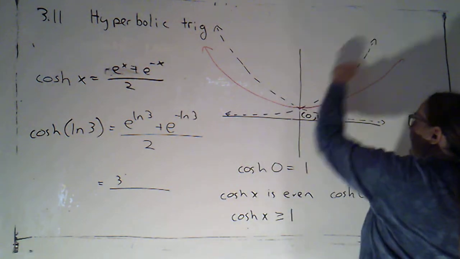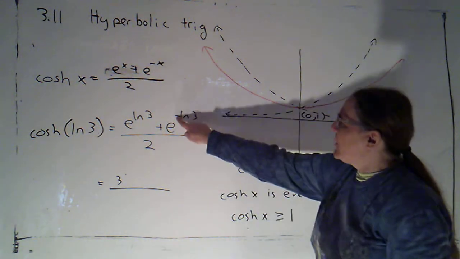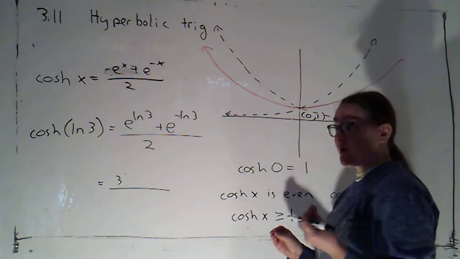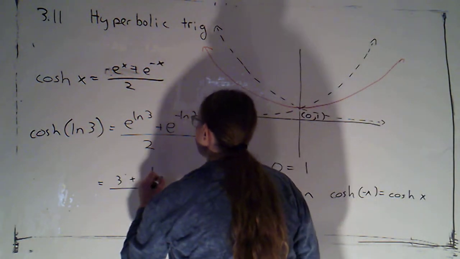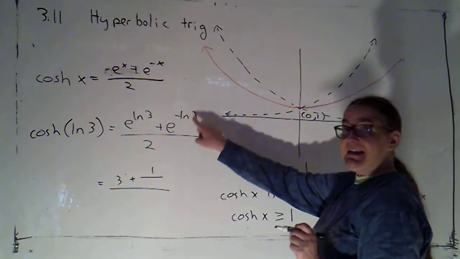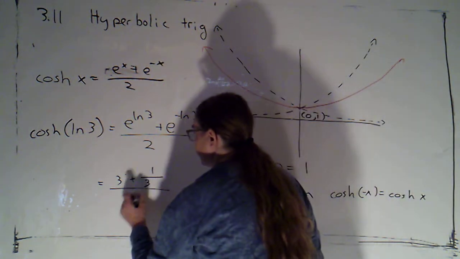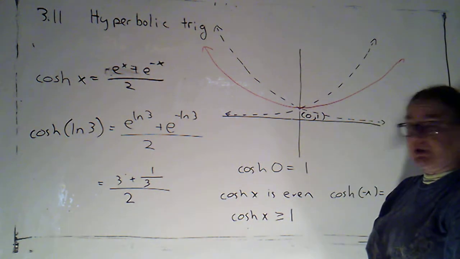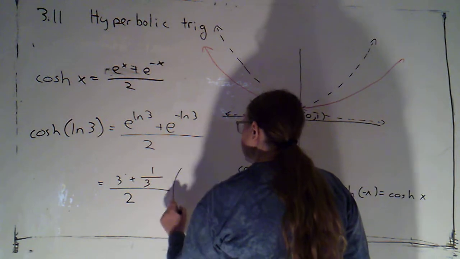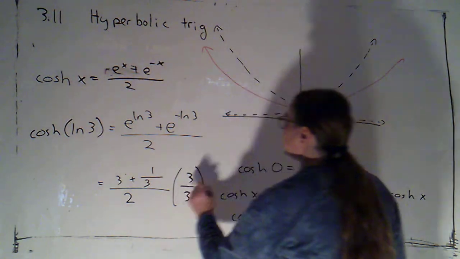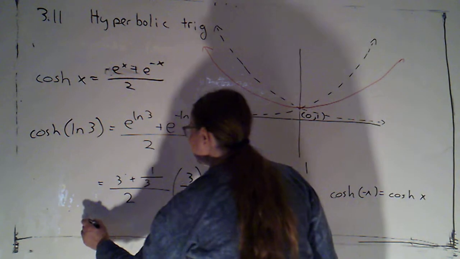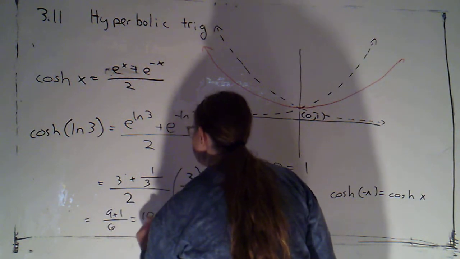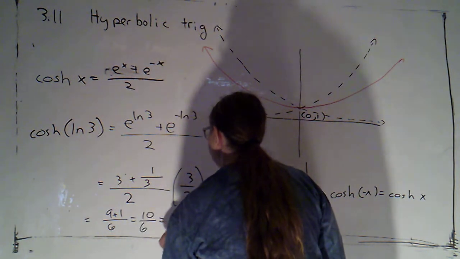Here's the graph of e to the x right here. It's never negative. What does a negative in the exponent position mean? It means to take the reciprocal. So this is plus the reciprocal of e to the ln 3, which is 3. So we get 3 plus a third over 2. I'm going to just clear that complex fraction by multiplying by 1 in the form of 3/3. So that's going to become 9 plus 1 over 6. That's 10/6, which I can reduce to 5/3.